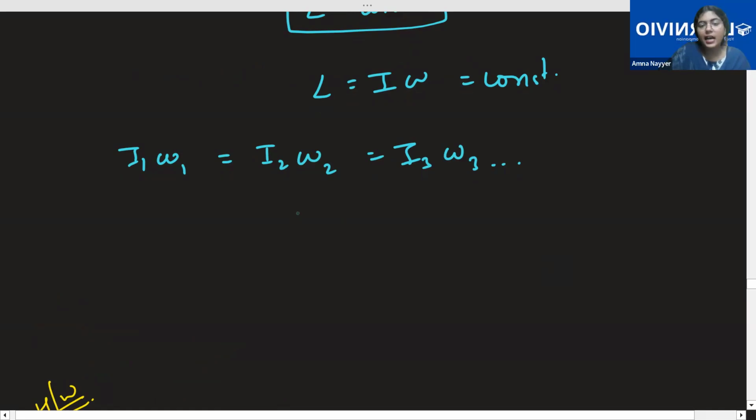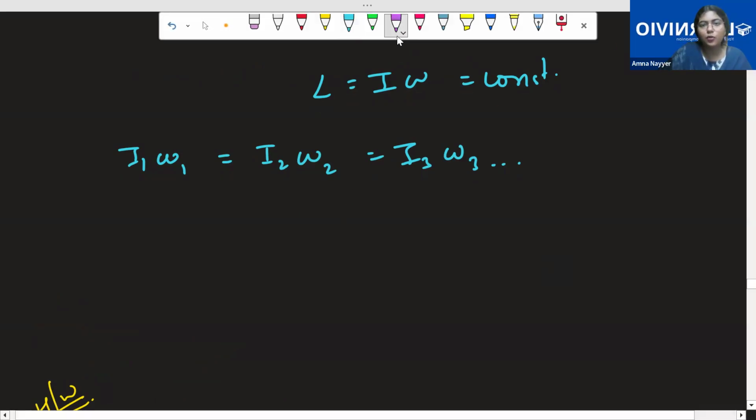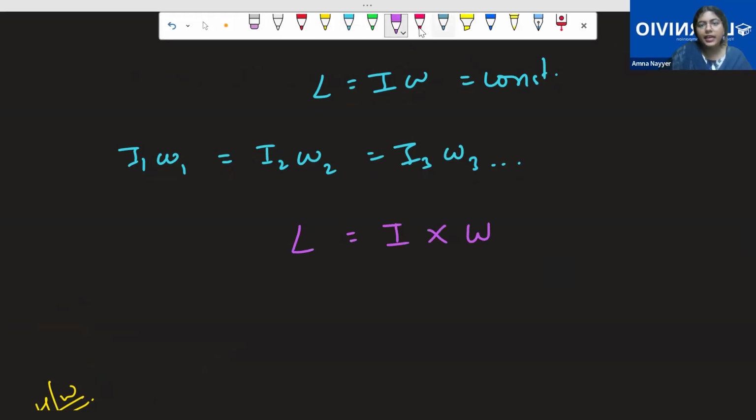Now see, remember, when I say I omega is constant, look at its formula: I into omega. If we have to make this constant, this shouldn't change. Let's say moment of inertia decreases. Angular speed will increase in the same ratio so that their product is constant. Similarly, if moment of inertia increases, angular speed will decrease so that L remains constant. The main purpose is that L should be constant.